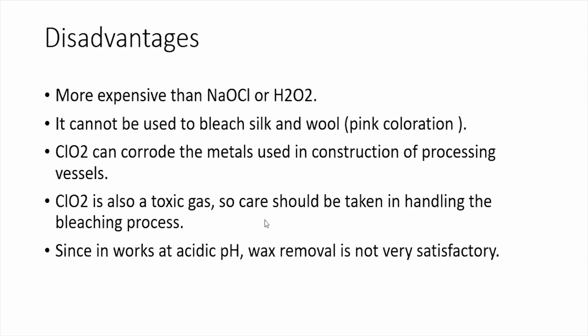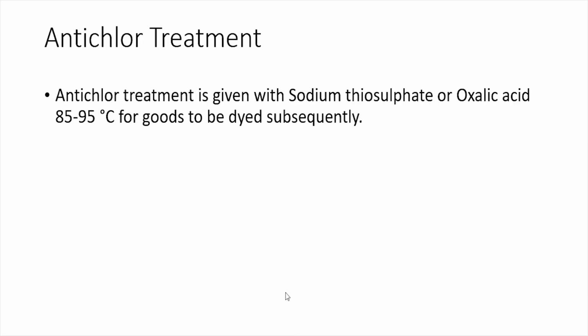Disadvantages: it is more expensive than sodium hypochlorite and hydrogen peroxide. It cannot be used to bleach silk and wool, because it gives pink coloration. And the ClO2 corrodes metals, and you have to use corrosion-resistant vessels for bleaching with sodium chlorite. ClO2 is a toxic gas, so care should be taken in handling the bleaching process. And since it works under an acidic medium, the wax removal is not very satisfactory. So again, you have to do the anti-chlor treatment for sodium chlorite.